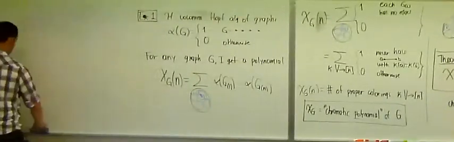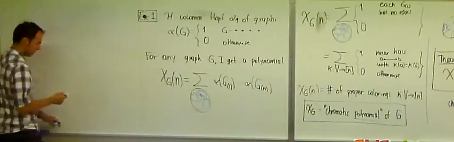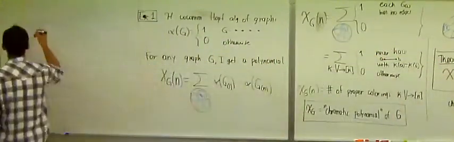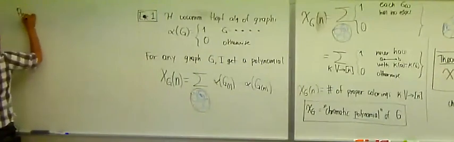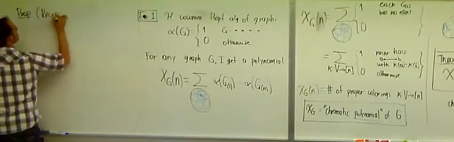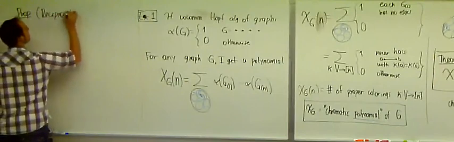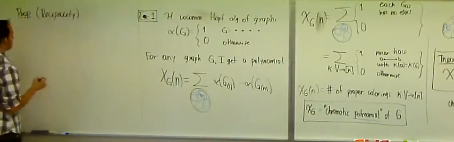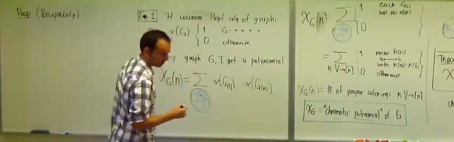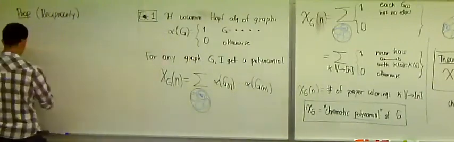So the next thing I want to do is answer Stephen's question about combinatorial reciprocity. So here's a proposition, which we might call reciprocity. Okay, so the setup is this.